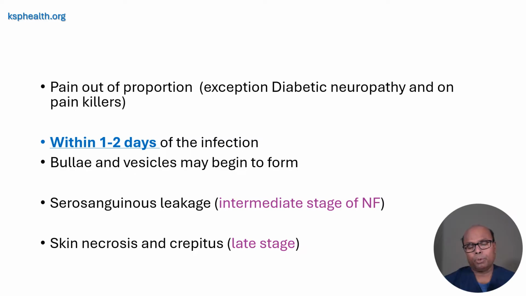But one has to remember, in patients with diabetic neuropathy and those who are taking painkillers, it may not be very apparent. Within 1 to 2 days of infection, the bullae and the vesicles may begin to form. Then serosanguinous leakage happens. We call it the intermediate stage of necrotizing fasciitis. In the late stage, one can see skin necrosis and crepitus.